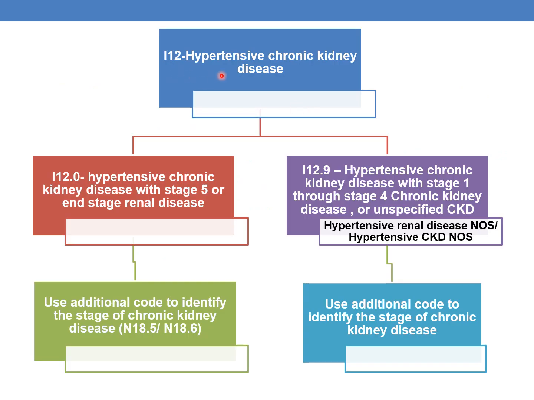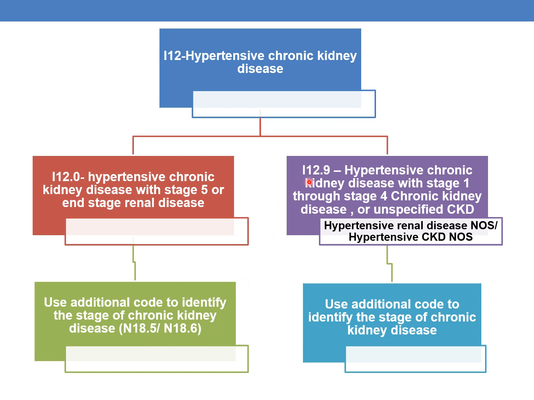Now coming to the various I12 codes. I12 is further categorized into I12.0 and I12.9. I12 indicates hypertensive chronic kidney disease. I12.0 indicates hypertensive chronic kidney disease with stage 5 or end stage renal disease. Whenever a patient is suffering from stage 5 CKD or ESRD, that is end stage renal disease, you need to assign the code I12.0. Along with that, use an additional code to identify the stage of chronic kidney disease, either N18.5 or N18.6. N18.6 for ESRD, N18.5 for CKD stage 5.